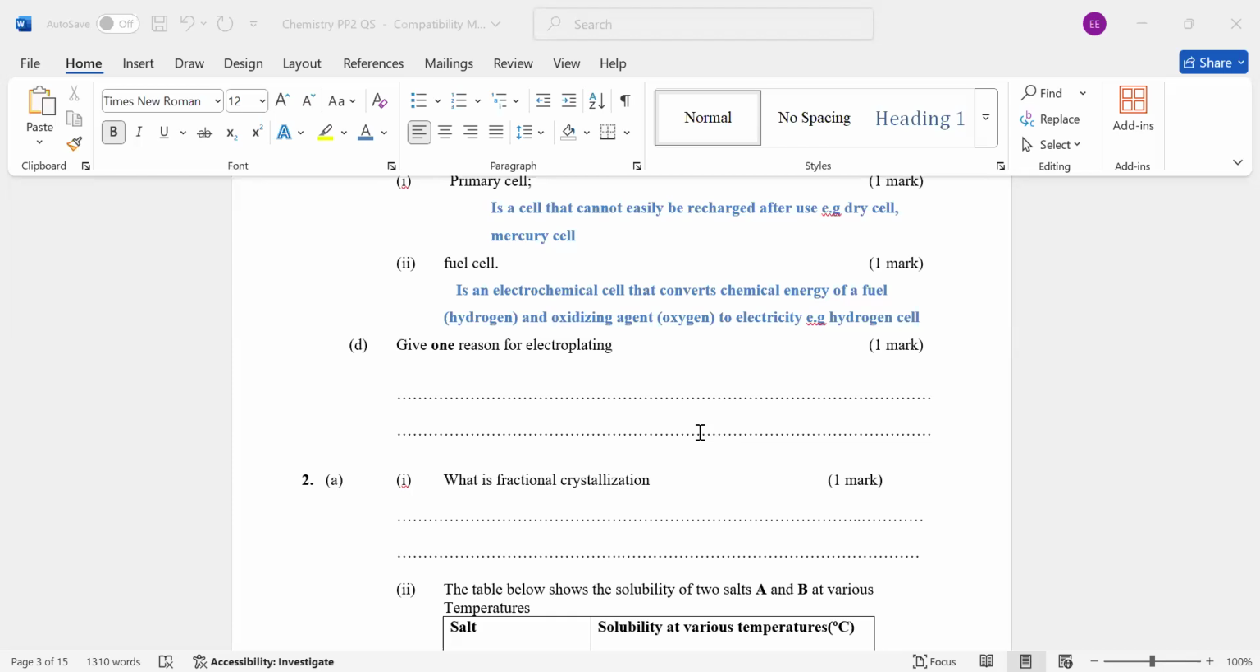Papito, Ben, your hand is up. It's used to prevent corrosion and rusting. Correct. Prevent corrosion. Another reason is for what?